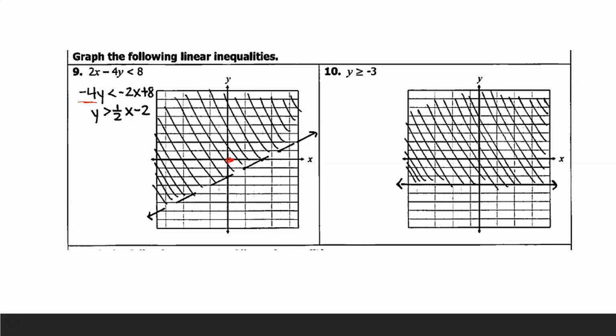This time I have y is greater than or equal to -3, so that's a horizontal line going through -3. It's solid because it's or equal to. Here's my test point. 0 is indeed greater than -3, so I color the side with the test point.